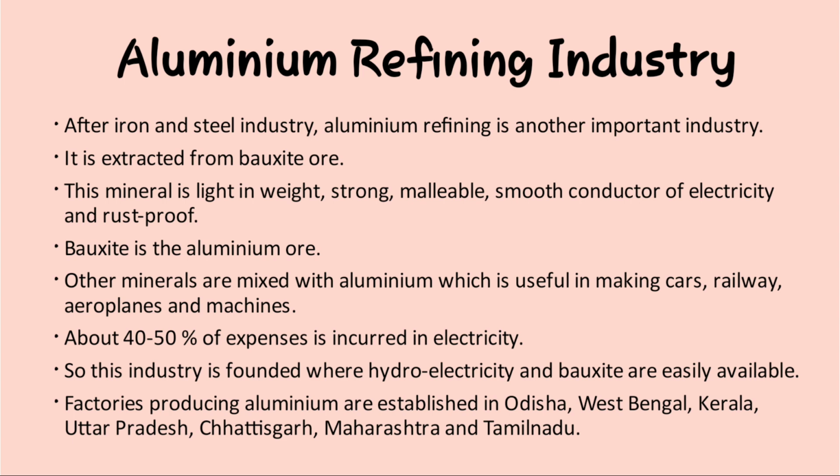Other minerals are also added to aluminium to improve its properties. Aluminium is used in making cars, trains, aeroplanes and machines. About 40 to 50% cost of producing aluminium goes in electricity. So, aluminium refinery is set up at such places where bauxite and hydroelectricity is available easily.